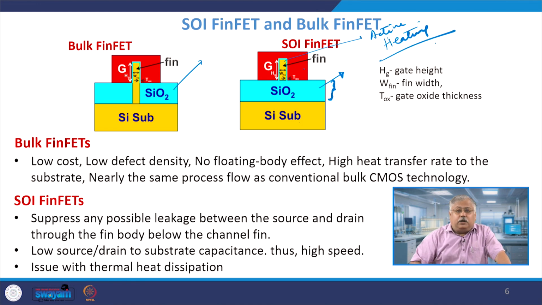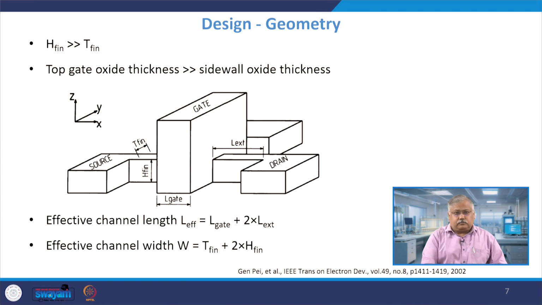If you are not able to dissipate this heat very easily, you will have self-heating effects coming into the picture, and there will be a large amount of degrading phenomena happening in the FinFET. That is the problem of an SOI FinFET. So typically for space applications, many people use SOI FinFET. Bulk FinFETs we use for memory applications and so on and so forth.